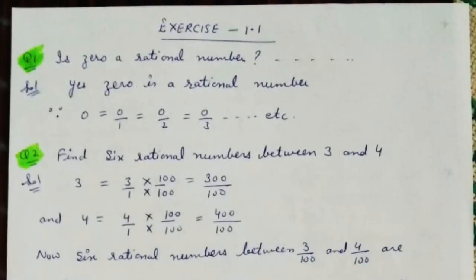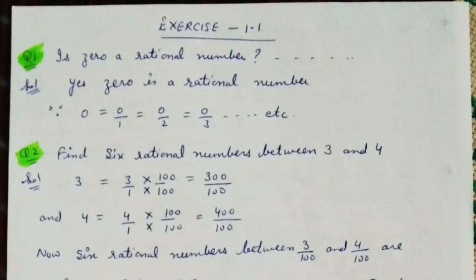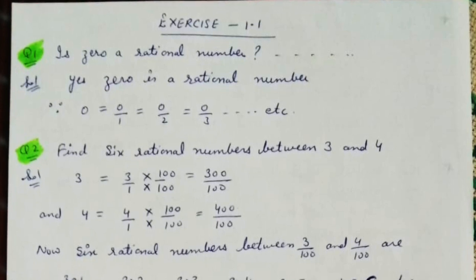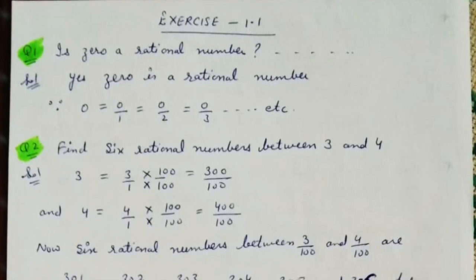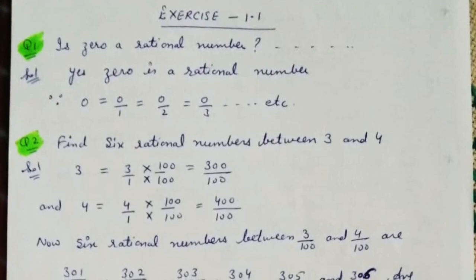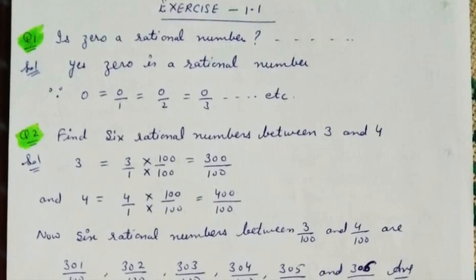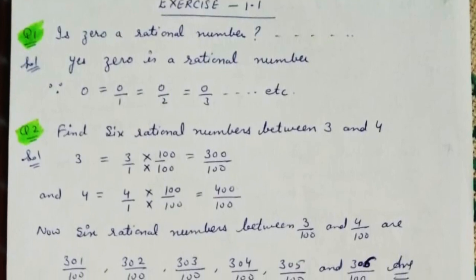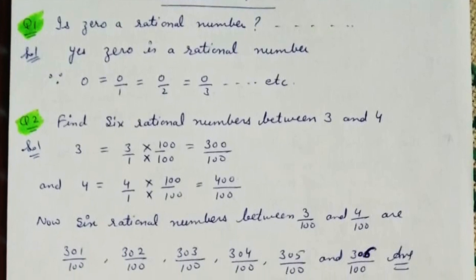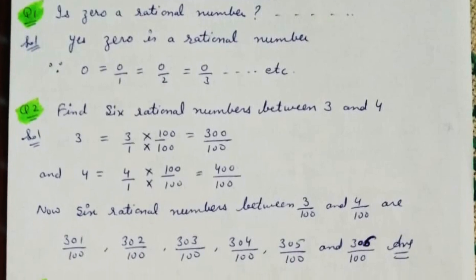Let us solve exercise 1.1. First question, is 0 a rational number? Solution, yes, 0 is a rational number. Why? Because I can write 0 as 0 by 1 or 0 by 2 or 0 by 3. Because when you divide 0 by 1, again the answer is 0. Now here 0 by 1 is in the form of p by q, and q is non-zero. So it is a rational number.